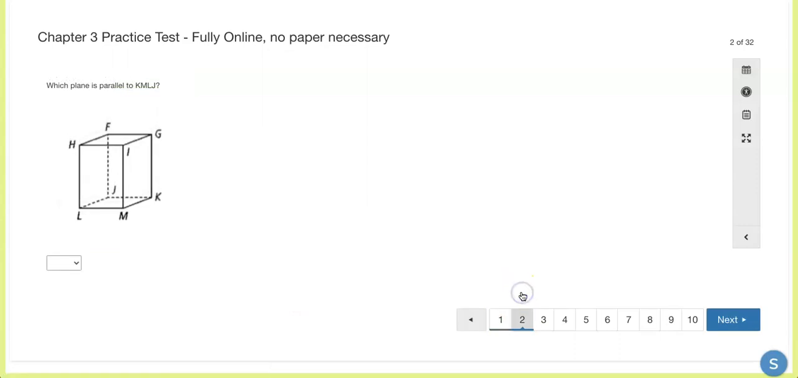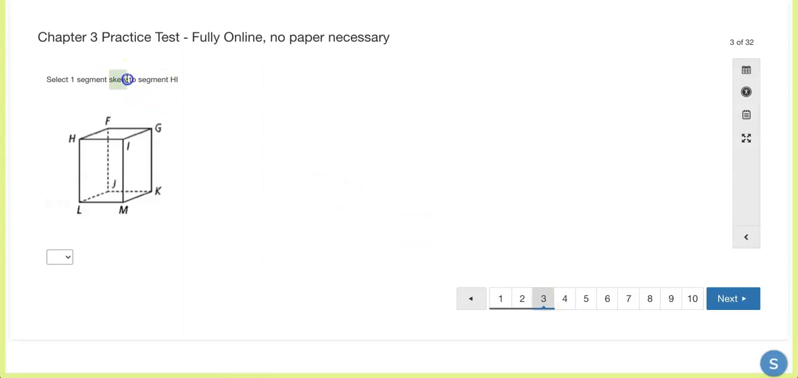Which plane is parallel to KMLJ? So K, M, L, and J are all on the bottom. The bottom plane is parallel to the top plane. So F, H, I, and G are the ones I need to look for. G, I, H, F. That would be the top. So the top is parallel to the bottom, the left is parallel to the right, the front is parallel to the back.